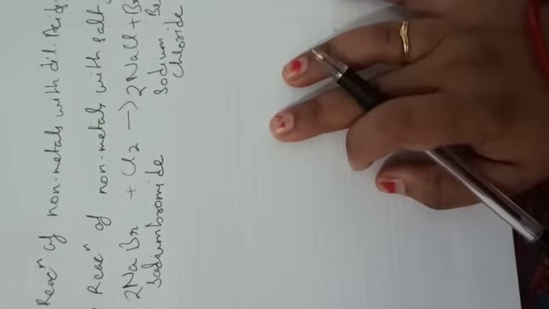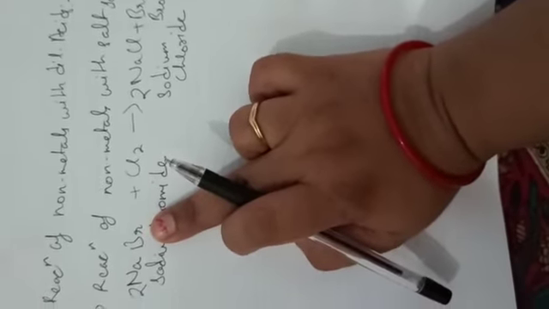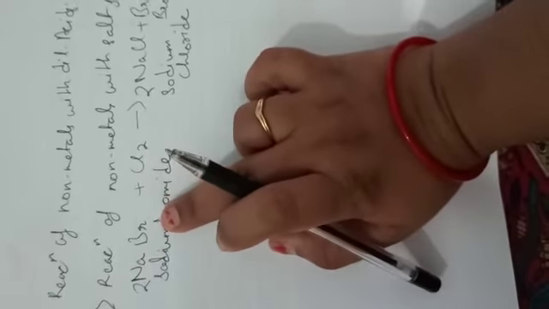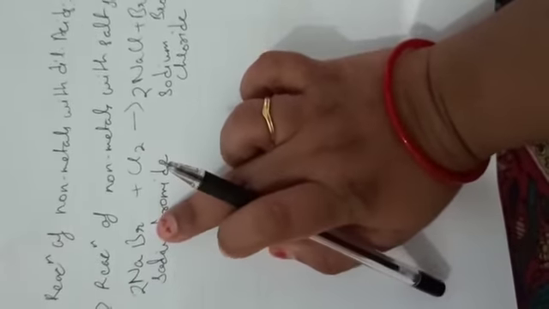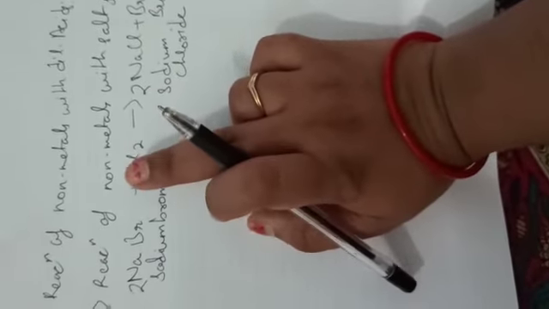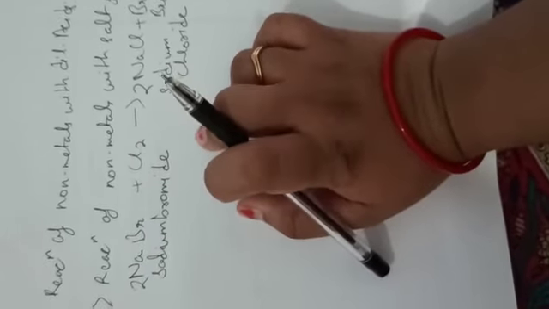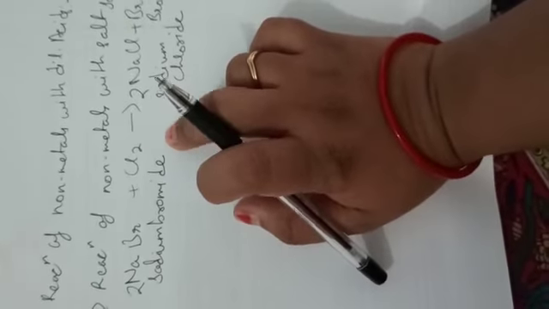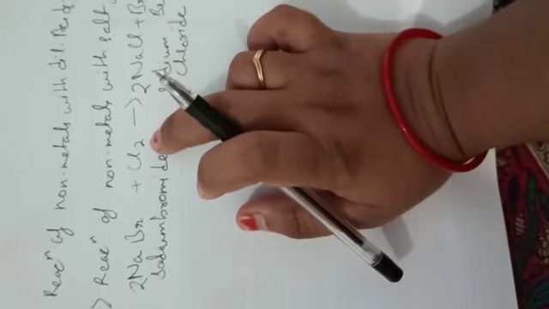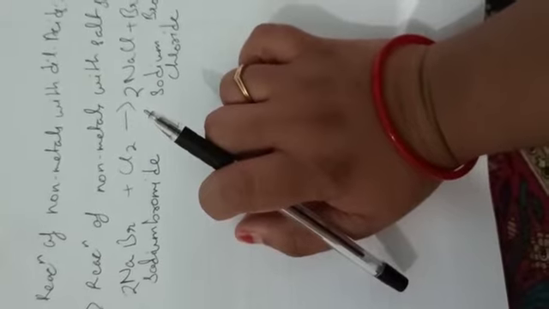So in this case, as you can see, chlorine is displacing the bromine atom. Chlorine is more reactive than bromine, that is why it is displacing the bromine atom and forming sodium chloride. As I said in this topic, a more reactive non-metal displaces a less reactive non-metal from its salt solution. Okay, so when a non-metal reacts with a salt, it displaces the less reactive element from it.